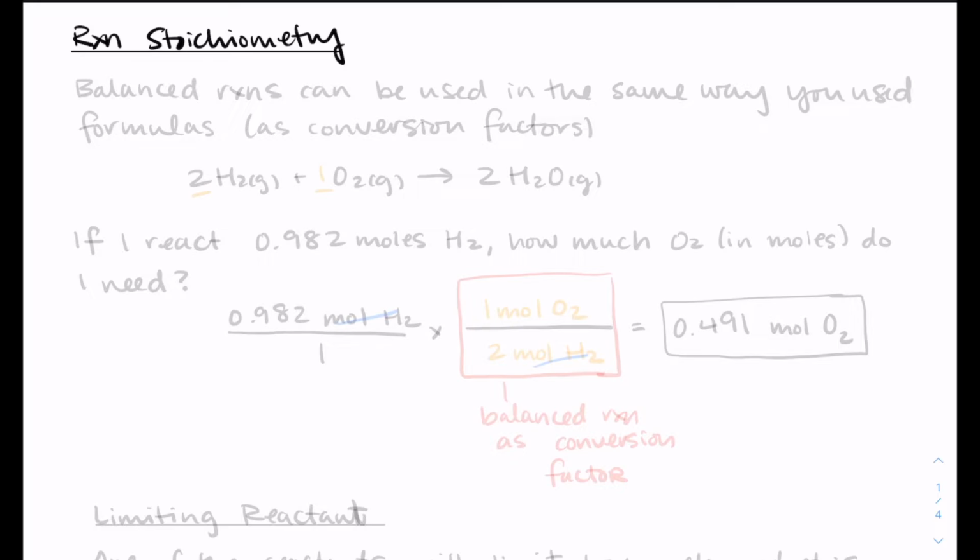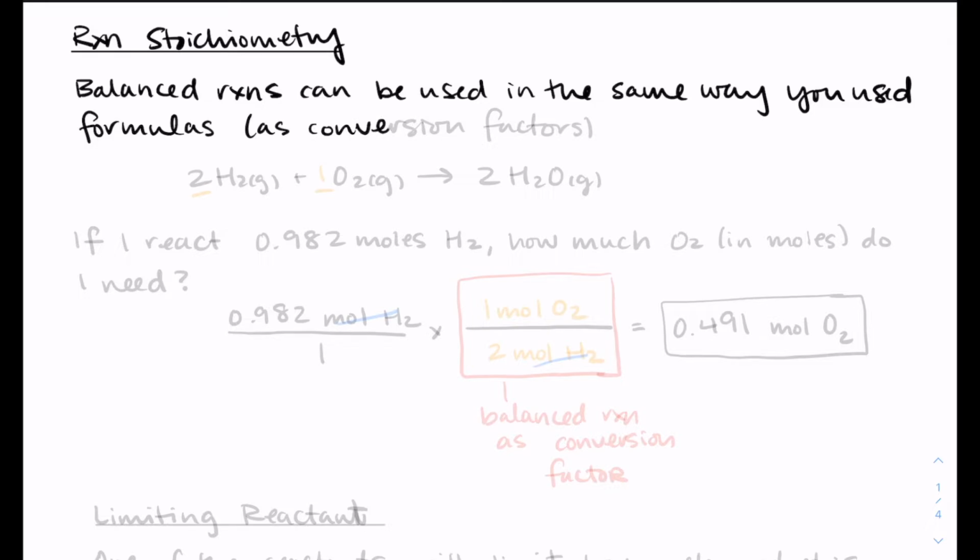Our last topic in this module is reaction stoichiometry. Balanced reactions can be used in the same way you used formulas as conversion factors. Now, the word stoichiometry maybe has some scary connotations, but what it is saying is just you have a balanced reaction. It means that everything fits together in these perfect proportions and you can use it to go wherever you need to go with calculations, with figuring out how much product you're going to make, with figuring out how much of a reactant to use, and so much more.